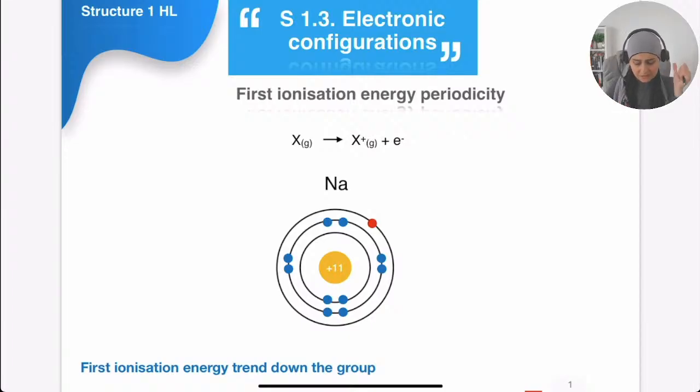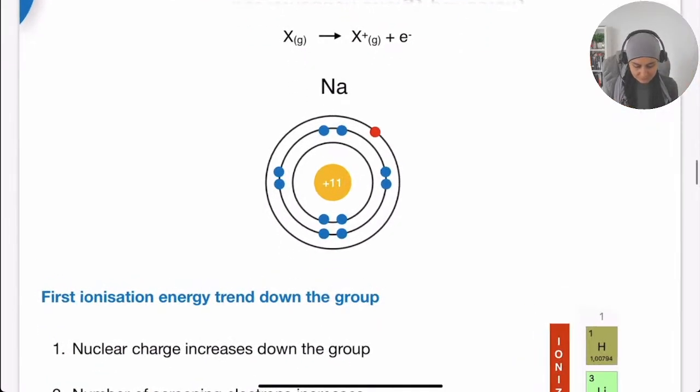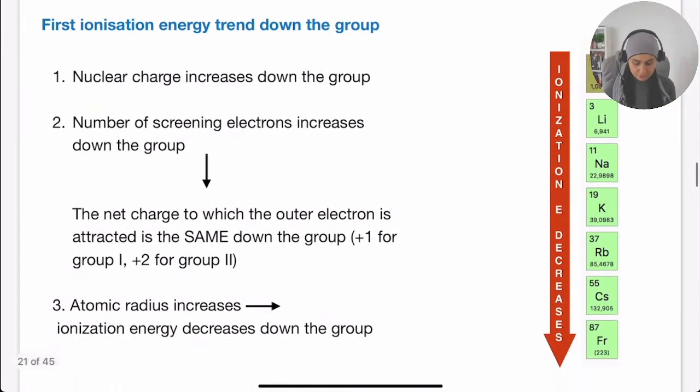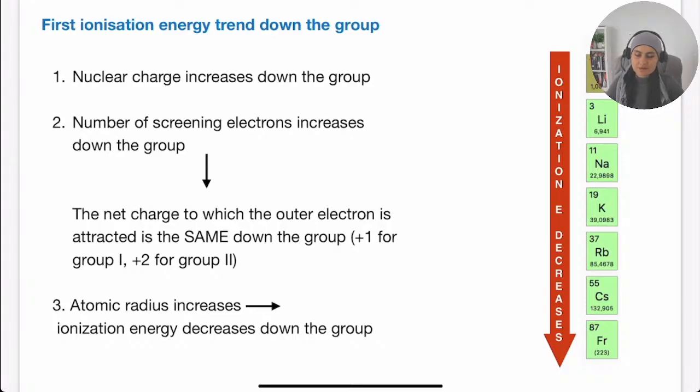All right, so let's talk about first ionization energy periodicity. It's how the first ionization energy changes across the period and down the group. So, for example, let's look at sodium. Sodium has 3 shells, and we're removing this outer electron from the 3rd shell. Now let's see what happens when we go down the group. Down the group, the first ionization energy would decrease. What does it mean? It means that it becomes easier to remove an electron.